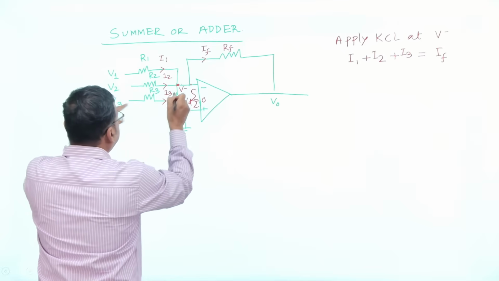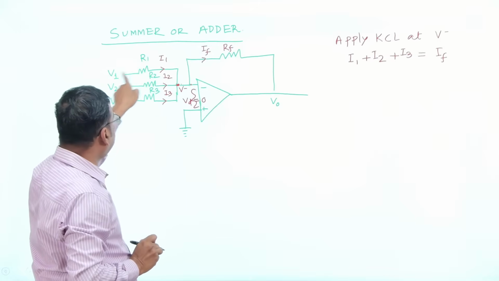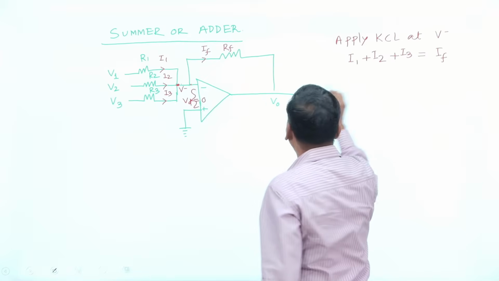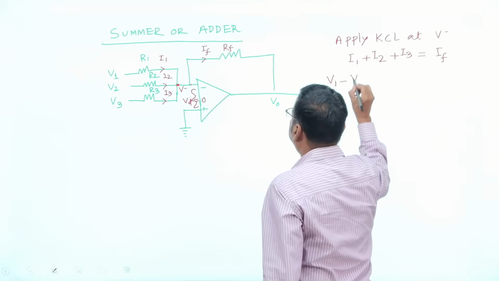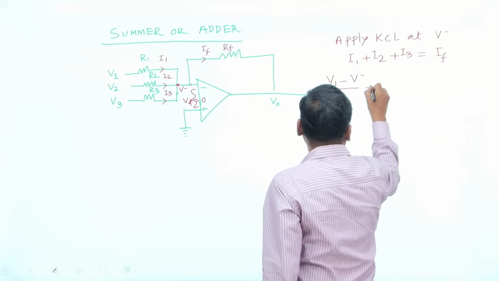What is the current of this? This potential minus this potential, divided by this resistance. So the I1 value is how much? V1 minus this V minus, divided by R1. In place of I1, I can write what? That is your V1 minus this potential, that is your V minus, divided by R1, plus.